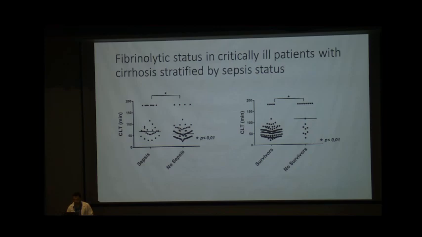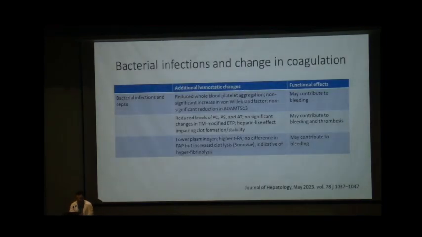in patients with decompensated cirrhosis and sepsis. So to summarize, the changes which are taking place in the presence of bacterial infection in primary hemostasis: there is a reduced whole blood platelet aggregation, there's a non-significant increase in von Willebrand factor and a non-significant reduction in ADAMTS13, which predisposes to bleeding. There's a reduced level of the anticoagulant proteins C, S, and antithrombin, and there is a heparin-like effect impairing clot formation and stability, and this basically contributes to both bleeding and thrombosis.